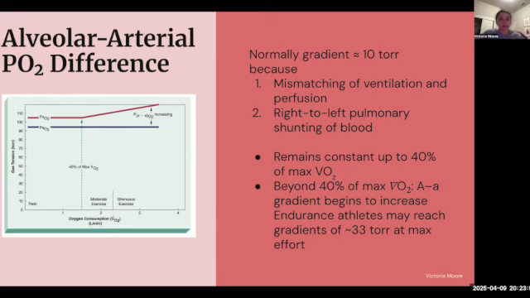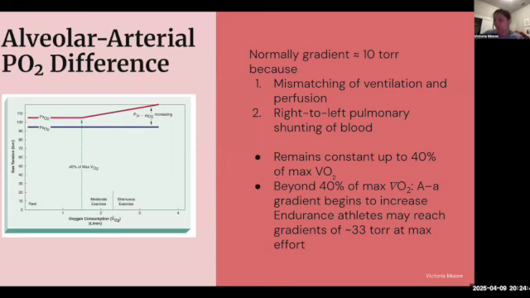So when we're exercising and you begin to increase your oxygen consumption, both your alveolar ventilation and cardiac output will increase to keep up, but your alveolar arterial pressure of O2 will stay about the same, around 10 torr, until you reach 40% of your maximal oxygen consumption, max VO2. After that, because your level of exertion is so high, your oxygen is being extracted so rapidly, your blood is moving through your lungs so quickly that it becomes harder to fully oxygenate it.